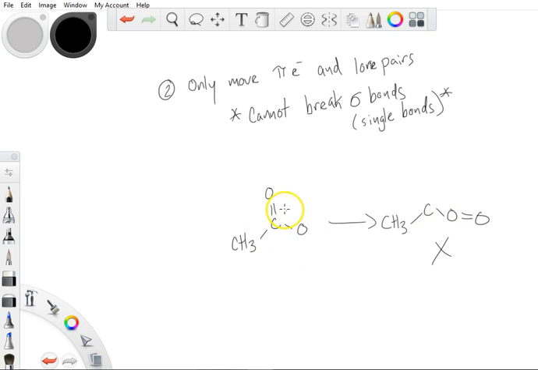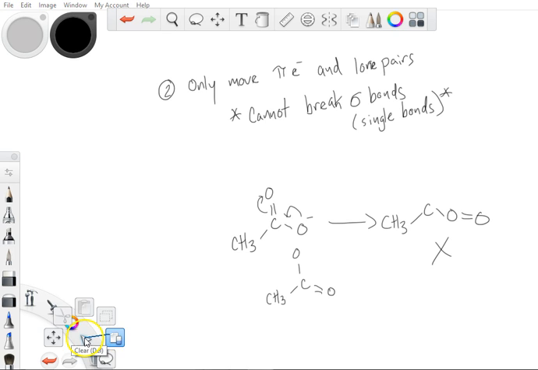So if you looked at the examples I had before, right, I'm dealing with the same structural arrangement. I'm just moving the double bonds and the lone pairs of electrons back and forth between the two areas. I have not structurally altered this in any way as far as an isomer would be concerned. So rule number 2, only move pi electrons and lone pairs. You should not be breaking single bonds anytime that you are going through this.